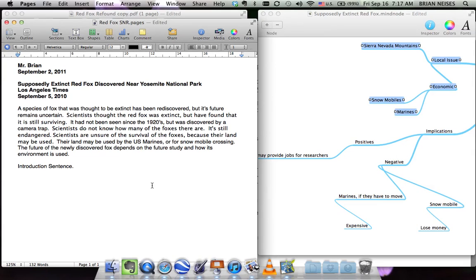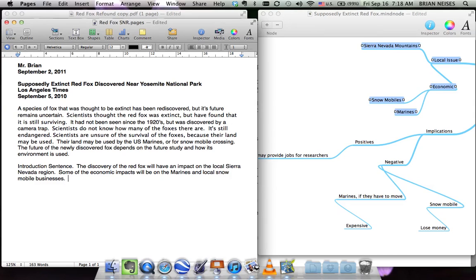Okay, so we might say the discovery of the red fox. Okay, that's the scientific implication. Okay, will have an impact, not implact, sorry, an impact on the local Sierra Nevada region. Some of the economic impacts will be on the Marines and local snowmobile businesses. Okay, so we've got something about the local and the economic to support that.